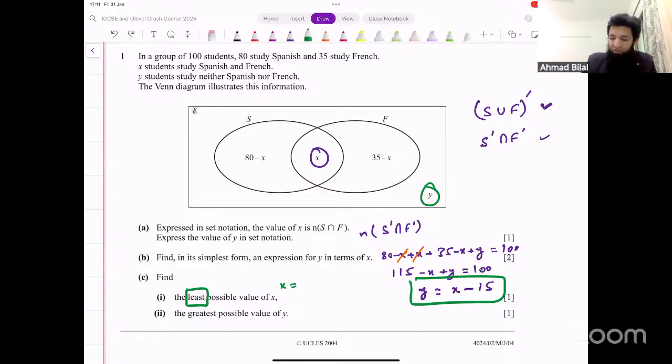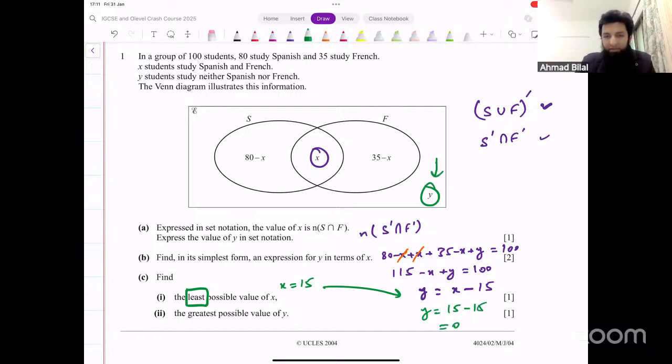So x has to be at least 15, so that when we input that in this equation, we get y equal to 15 minus 15, which is 0. There can be 0 students outside, yes, but not negative. So the least possible value of x, therefore, has to be 15. And that's something that you will mostly do in such problems.